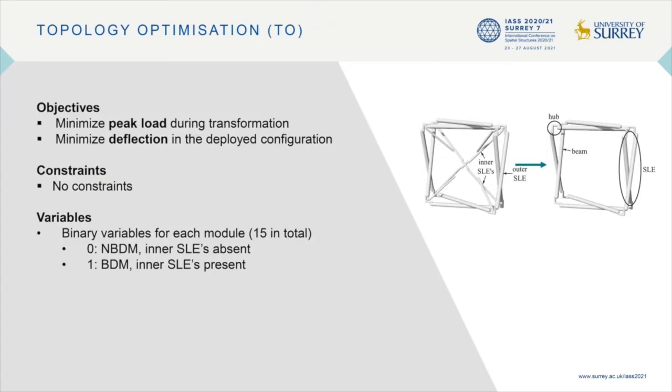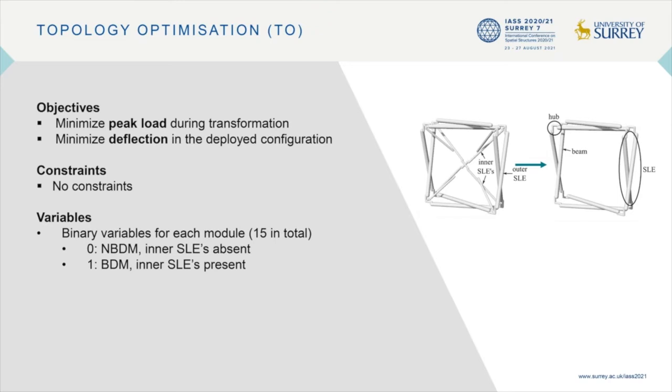In this step, the number of bistable modules is optimized by finding the location of bistable modules, yielding mixed structures of bistable and non-bistable modules. To do this, inner scissor-like elements are removed selectively. Switching bistable modules to non-bistable modules reduces the snap-through effect, as well as the mass and the complexity, but also reduces the stiffness of the structure in the service state.